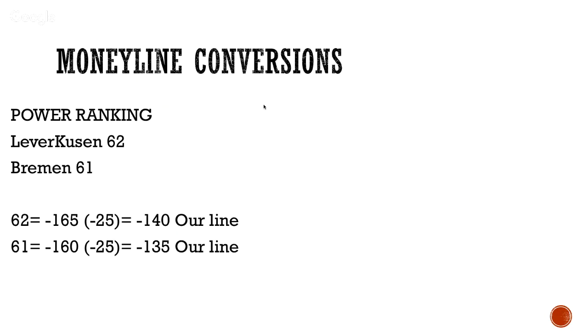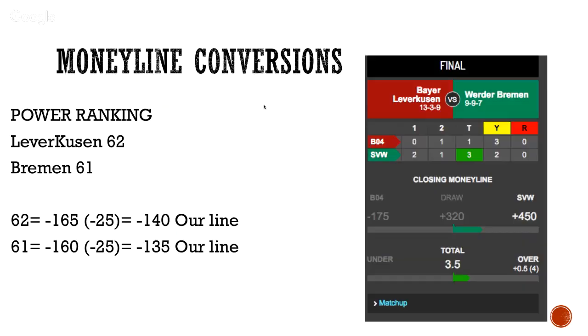Now, the best way to do this, you would want to do this before the odds were released so that you can compare our line to the actual line. So let's look at this game, and it's already going to show the results, but what I want you to focus on are the money lines here. And if you look, Leverkusen was the favorite, minus 175, and our line was minus 140.